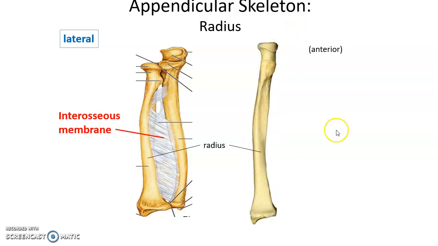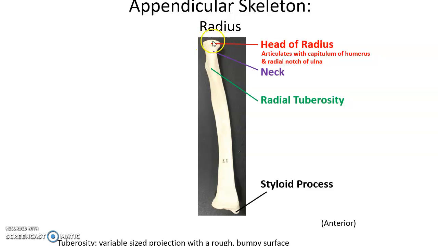The radius is the lateral bone of the forearm. The radius has this sort of cylindrical structure that is the head. So the head of the radius articulates with the capitulum of the humerus and also articulates with the ulna. Following the head is the neck. So this region is the neck. There's a largest rough patch that sticks out. That is the radial tuberosity. So head, neck, radial tuberosity.